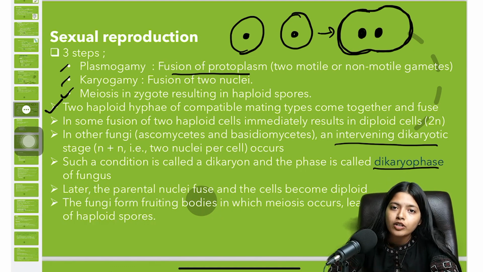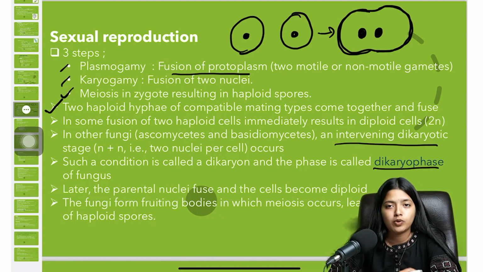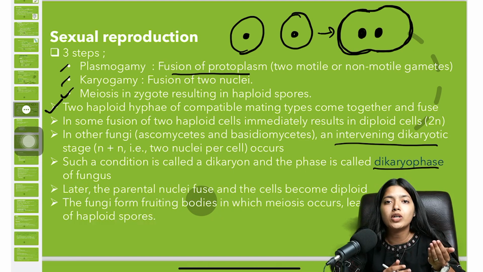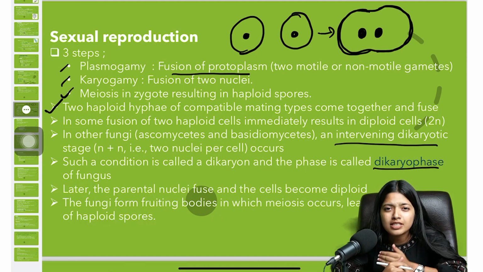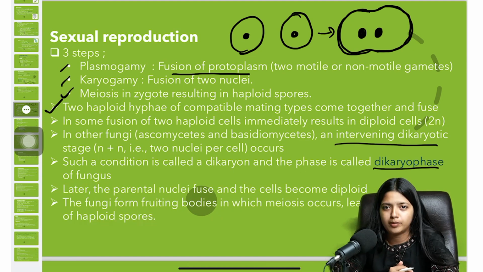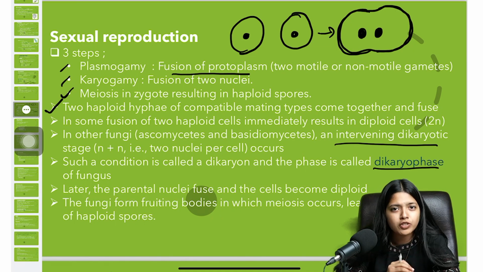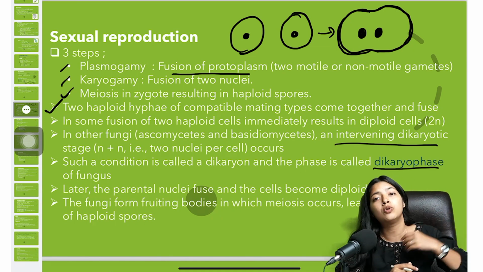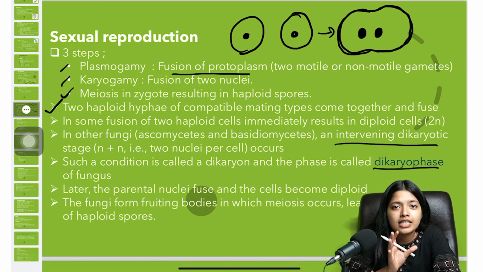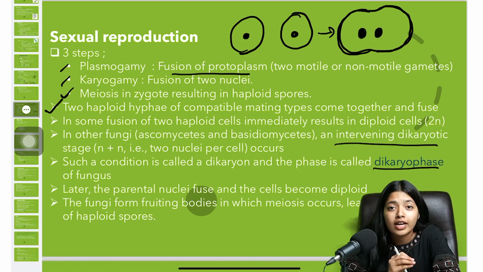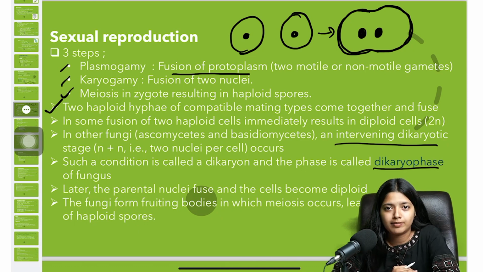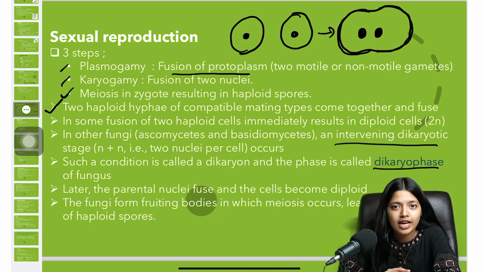So what is the dikaryotic phase? One cell with two nuclei. It is an interval stage between plasmogamy and karyogamy, just before karyogamy. Protoplasm fusion has occurred, but karyogamy, the nuclear fusion, is yet to occur. So there is an interval stage formed, which is called the dikaryotic phase. It is a stage just after plasmogamy and just before karyogamy. Is that clear? I hope it is clear.